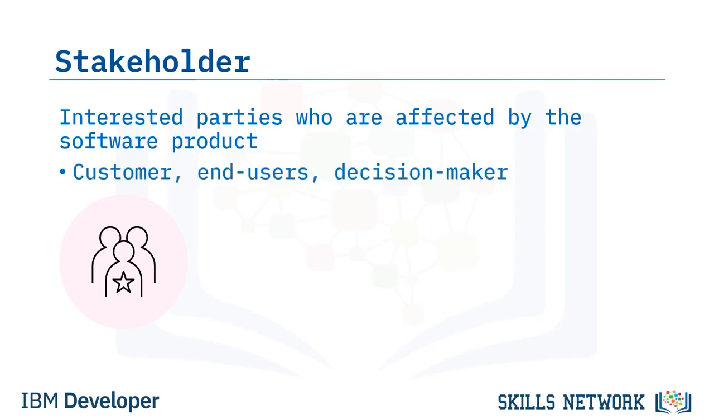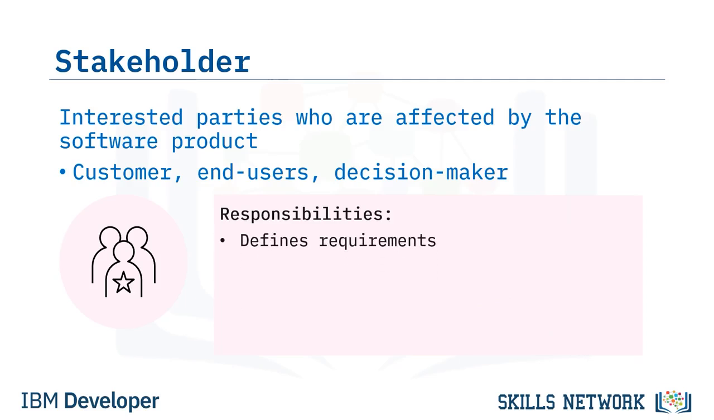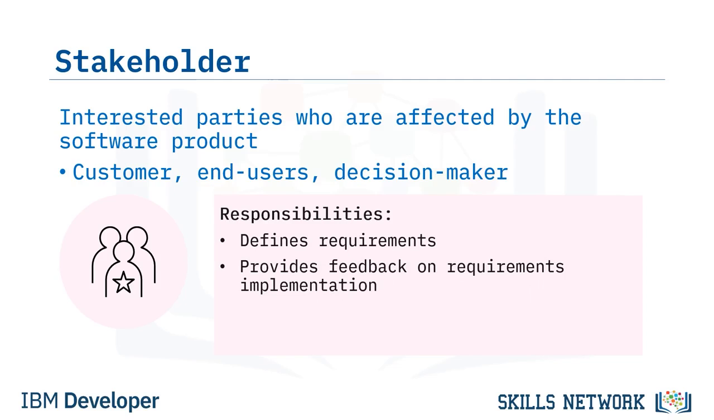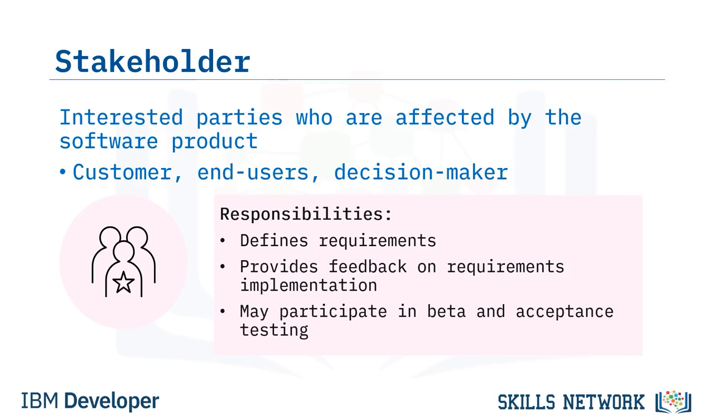They include individuals such as the customer, end users, decision makers, system administrators, and other key personnel. The stakeholder is mainly responsible for defining project requirements and providing feedback if the team members need clarification on requirements or if a proposed solution cannot be solved as planned. The stakeholders may also sometimes participate in beta testing and acceptance testing before the software is released.